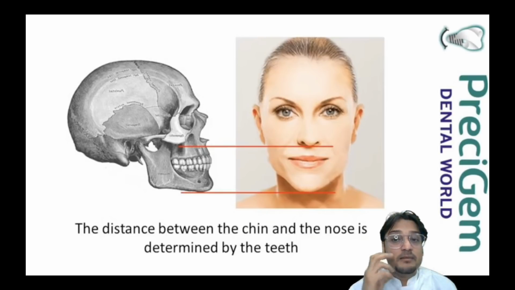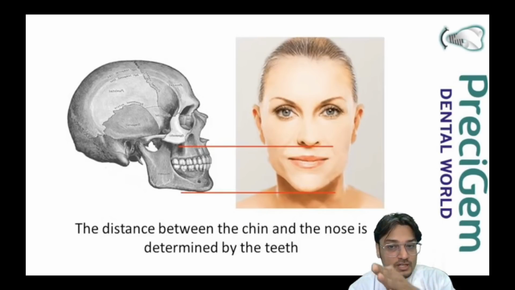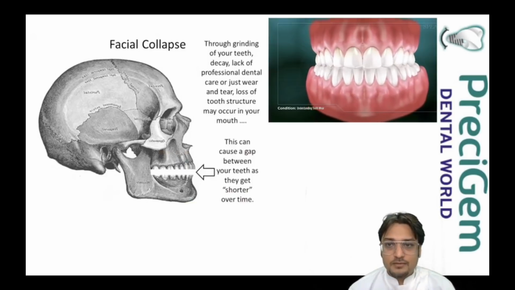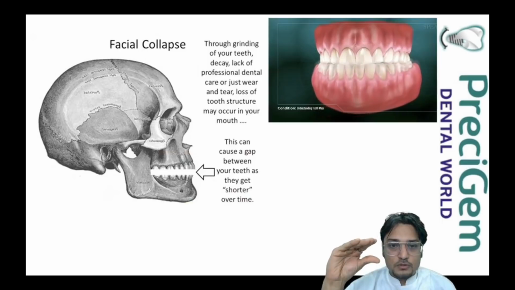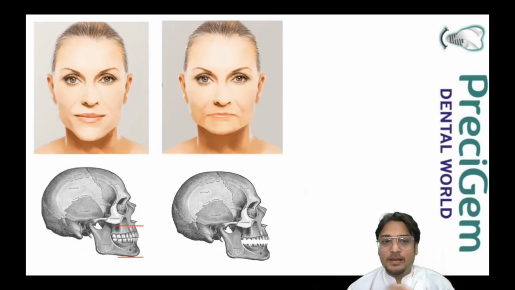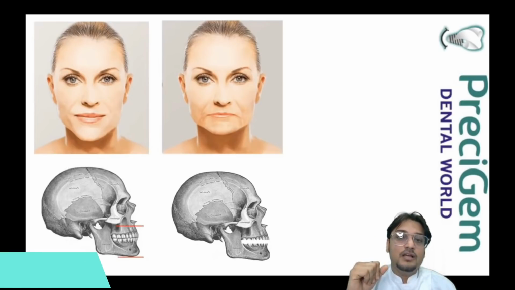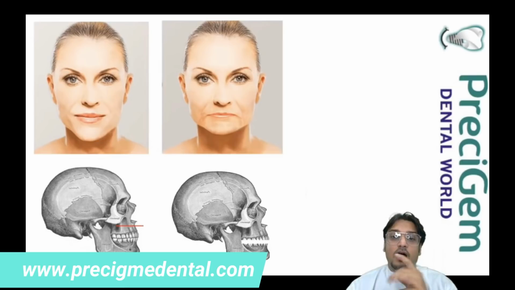It is determined by the height of your teeth. Suppose your teeth get abraded or if teeth loss happens, your facial height reduces. So for example, in this case, if you see the upper video, the teeth are getting lost, so the facial height is also getting declined. So now you can appreciate the same lady with a good facial height, and on the right hand side you see the lady now, her facial height is totally collapsed.